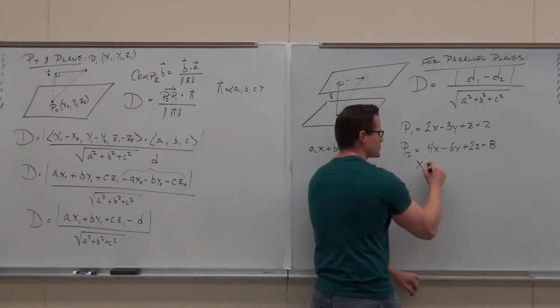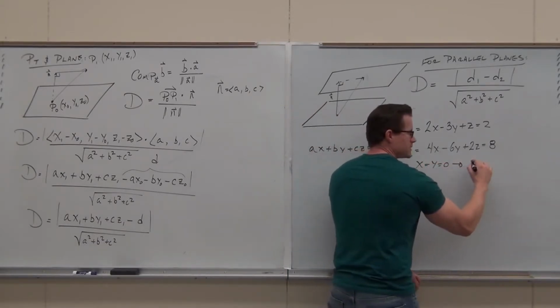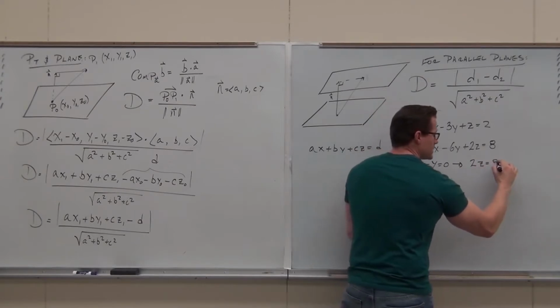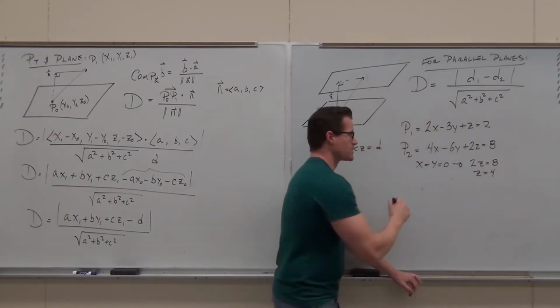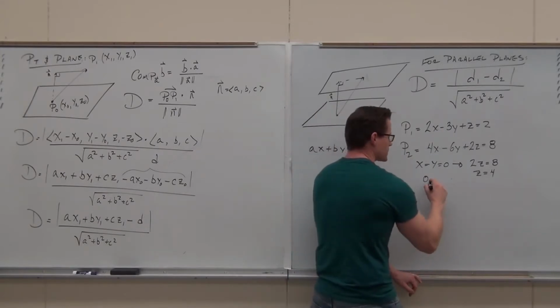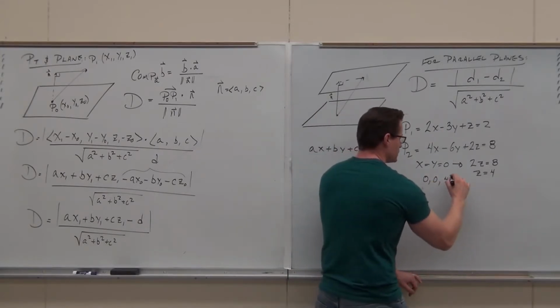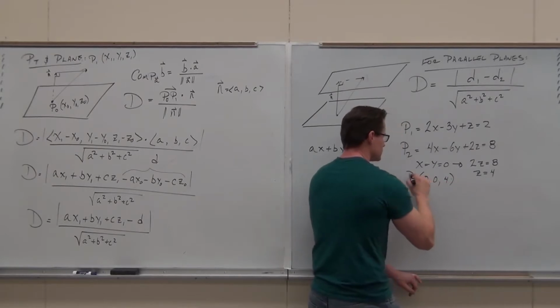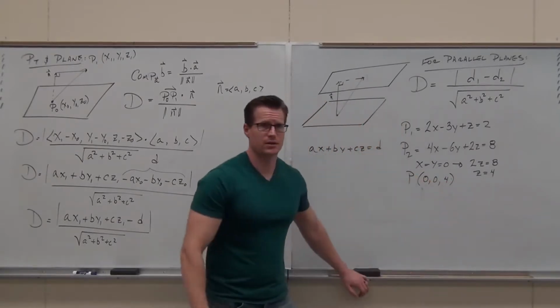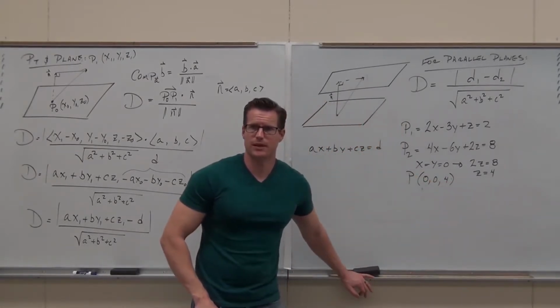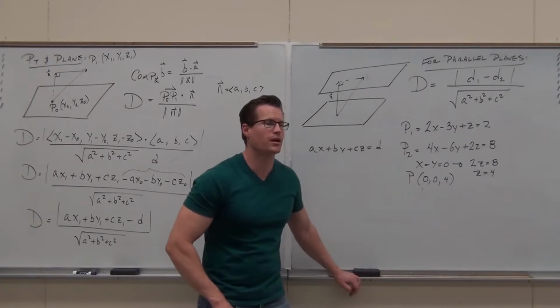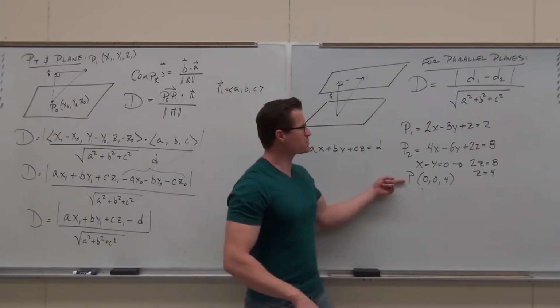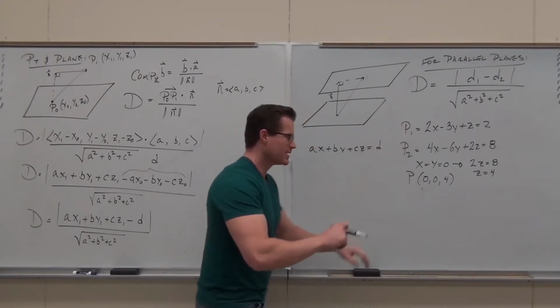So if I set x equal to y equal to 0, I get 2z equals 8, or z equals 4. There's a point there. It's (0, 0, 4). That is a point on plane number 2. It's actually the point where plane number 2 crosses the z-axis. That's what's going on. If I said, how far is this point from that plane? Here's how you do it.